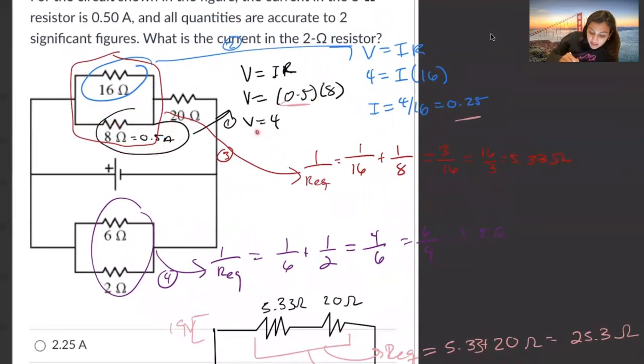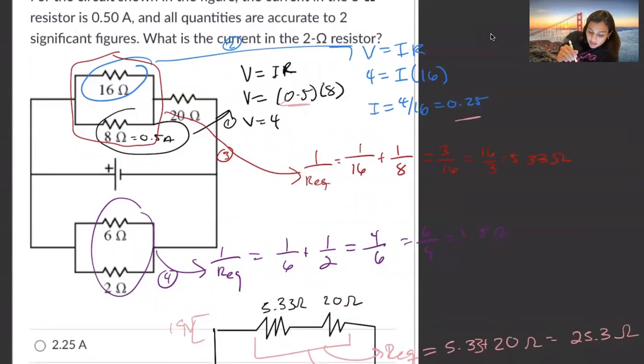With that information, we can calculate the voltage across this resistor. What we know about parallel circuits, though, is that the voltage is the same across parallel resistors. So the voltage for this one up here is also going to be 4 volts. So we can calculate the current going through that one using that information, and that's going to be 0.25.